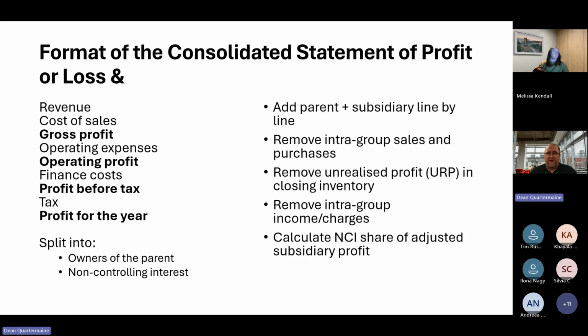And then remove any intragroup income or charges. So we'll look at what they might be. We'll strip all those out as well. And then calculate the non-controlling interest share of the adjusted subsidiary profit. So what is the non-controlling interest share of, as it says, the adjusted subsidiary profit? We will look at a small example in a short while.